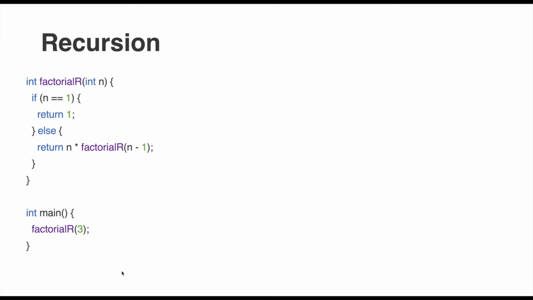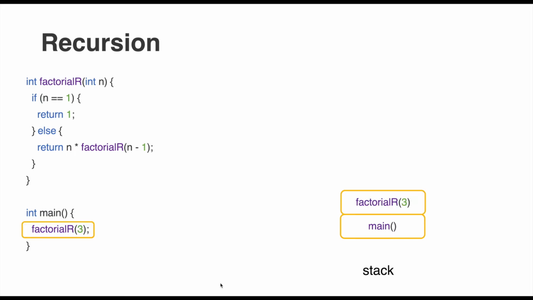So what happens when we run this code is that the first thing the processor does is check for the main function, and add that main function to the stack. The stack is a process that's happening behind the scenes to keep track of all the operations that are happening on the system. So main gets put on the stack, and then factorial of 3 is called. Factorial of 3 is put on the stack.